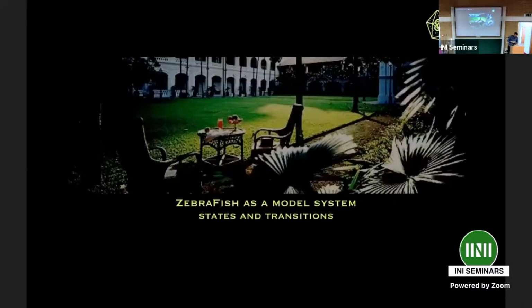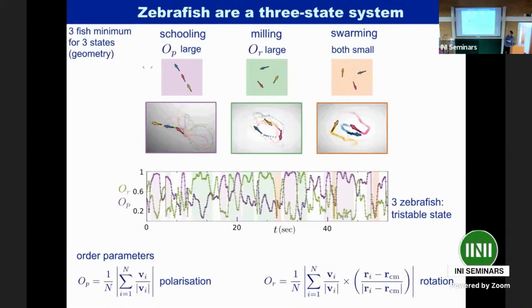So that's a sort of simple interpretation of how the fish are moving. And what I want to get to, to finish up, is thinking about other aspects of the zebrafish model system.